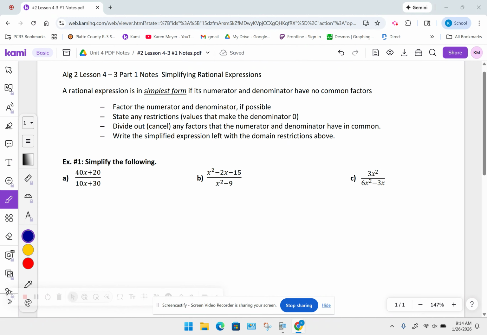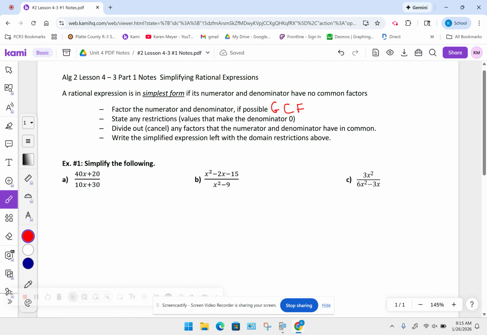We have our steps listed here that we need to go through. The first one says factor the numerator and denominator if possible. When we say factor, that does include GCF, so I would start with GCF first. Then from there you can try to factor further. But always check for a GCF first.